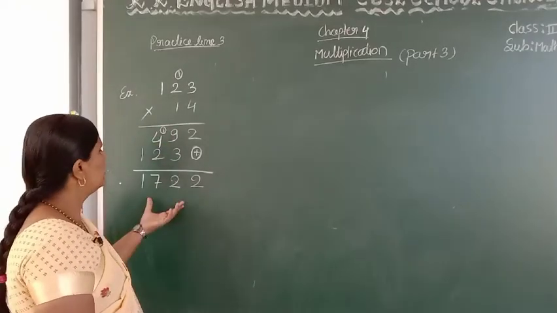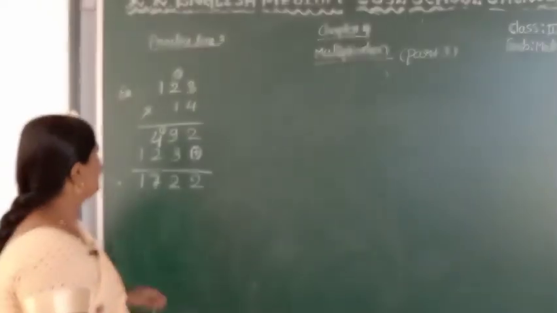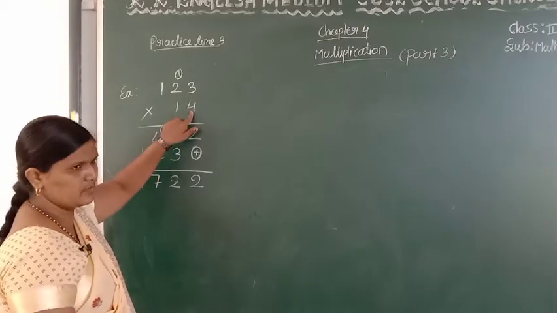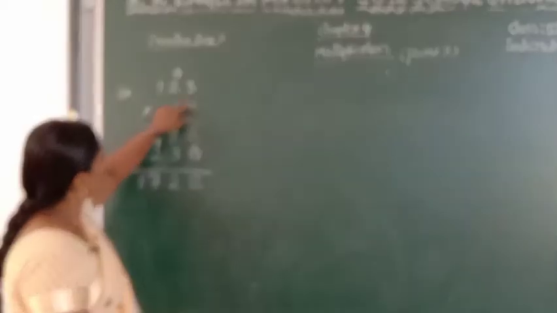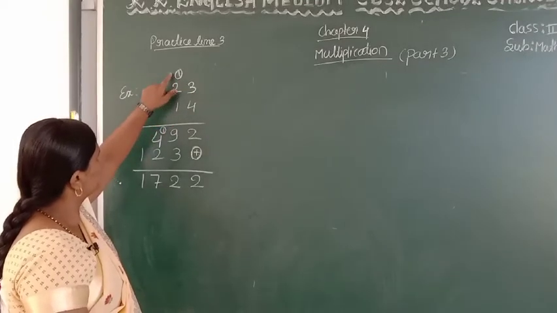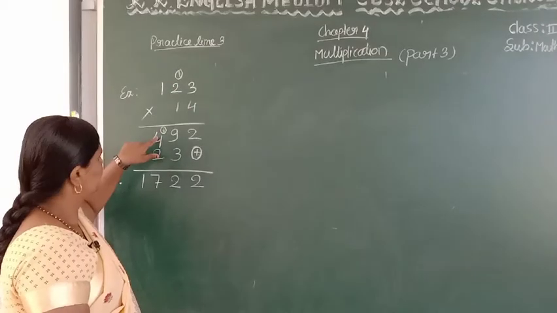Like this you have to solve these 2-digit numbers. Understand? Once again I will explain. Here 2-digit numbers are there. First you have to take this one number and multiply. 4 3s are 12, 2 write, 1 carry. 4 2s are 8, 8 plus 1 is 9. 4 1s are 4. Write it.